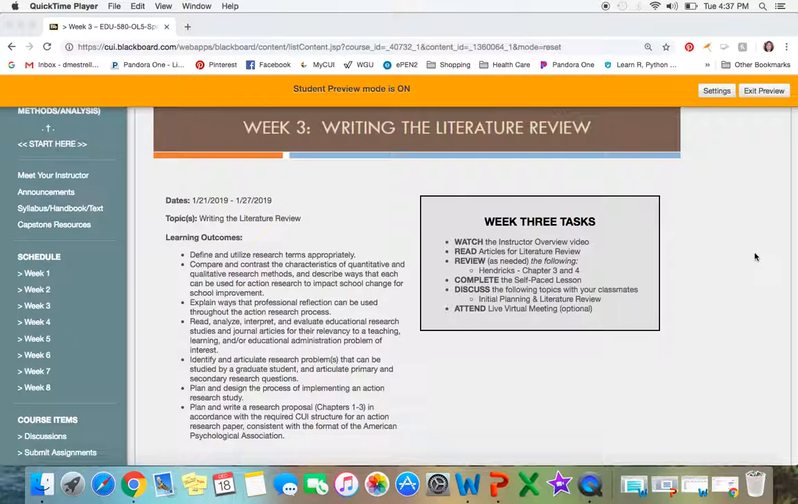and secondary research questions. Plan and design the process of implementing an action research study, and finally plan and write a research proposal, chapters 1 through 3, in accordance with the required CUI structure for an action research paper, consistent with the format of the American Psychological Association.